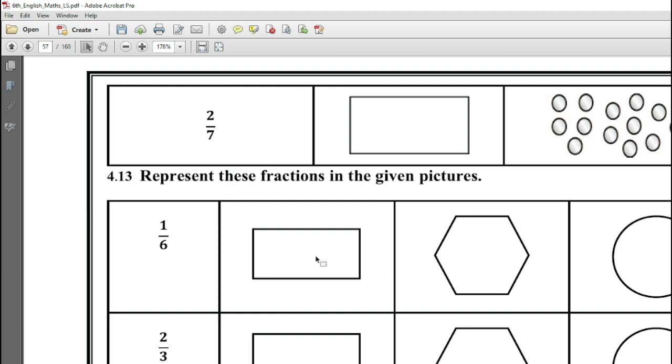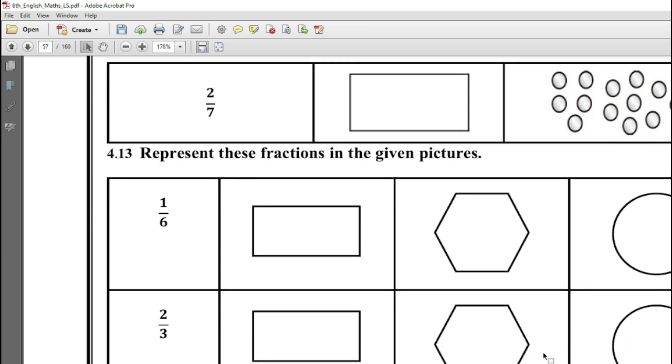Okay, now look here, represent the fraction for the given pictures. Same you have to do. What you have to do is divide each figure considering the denominator. You have to divide these three shapes into 6 pieces, and you have to color one piece. Here you divide into 3 pieces and you have to give the color. I will just explain one.